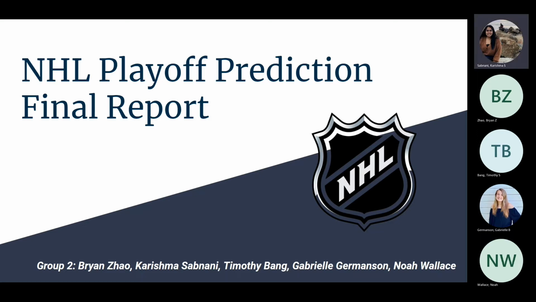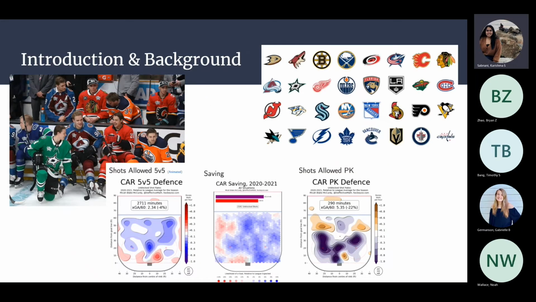The goal of Group Two's project was to predict the team rankings of the NHL playoffs. The National Hockey League spans 32 teams across the United States and Canada. In a normal season, each team will play 82 games, meaning 2,624 games total. This leads to a huge amount of data and statistics generated per season.